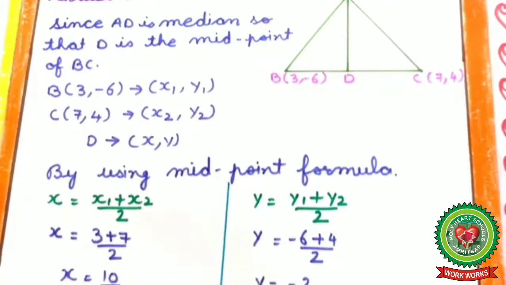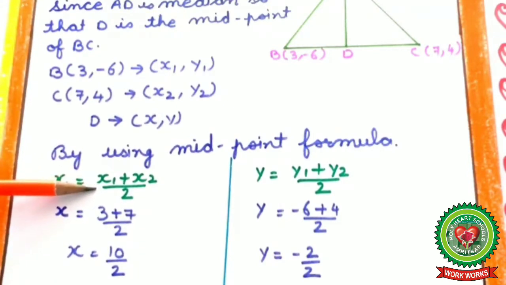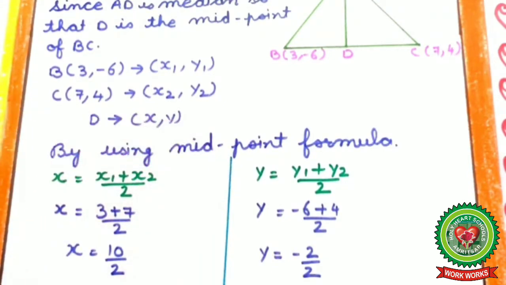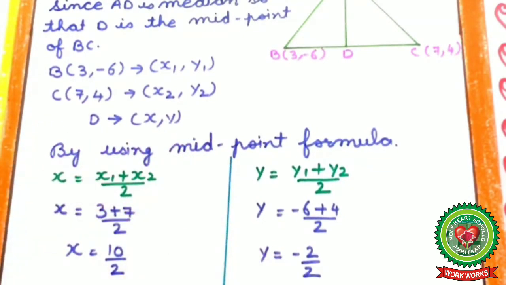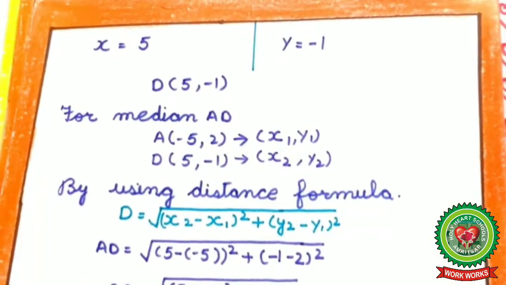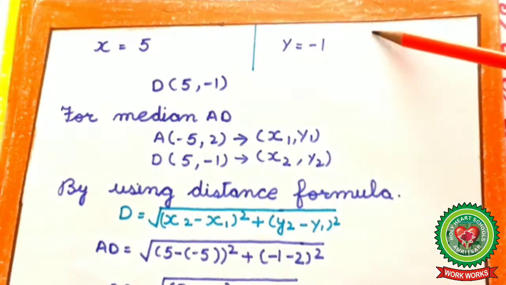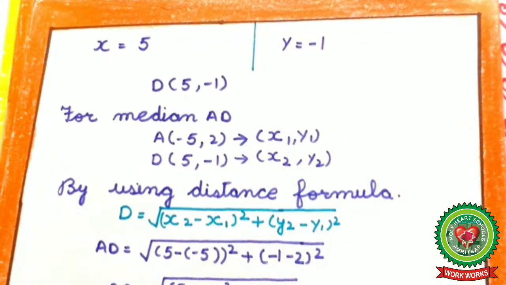Now, by using the midpoint formula, x equals x1 plus x2 upon 2 and y equals y1 plus y2 upon 2. After filling values here, the value of x is 10 upon 2 and the value of y is minus 2 upon 2. Then after cutting, the answer is x equals 5 and y equals minus 1.